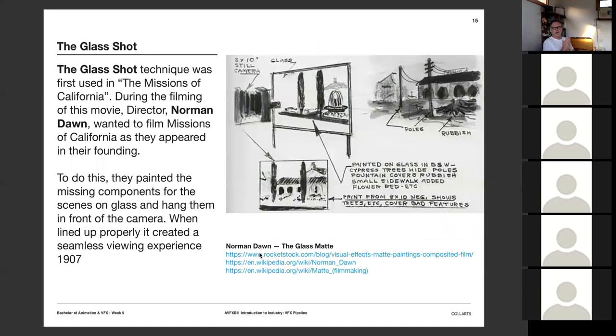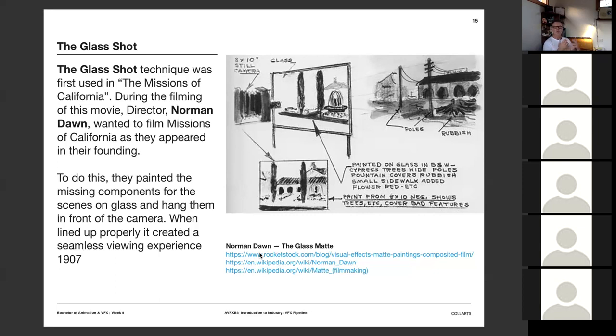The glass shot. People are starting to make more and more films, and the sophistication is improving significantly. This is a movie that was made in California by a guy called Norman Dawn, and he wanted to film a traditional Spanish mission of California, but he couldn't find anything completely authentic or appropriate, because there were things like telephone poles and electricity poles, bits of ephemera that wouldn't normally be there if you wanted to do the shot.